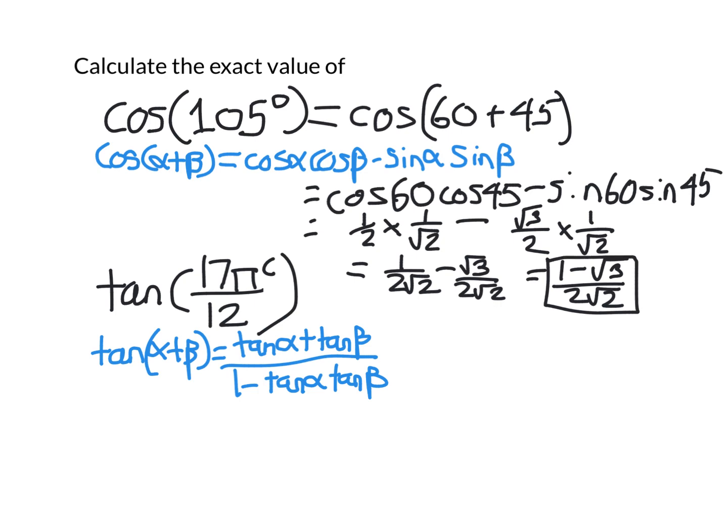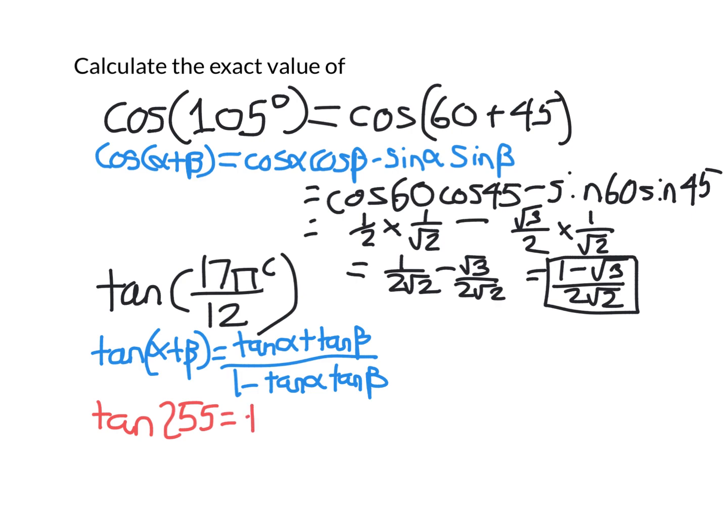So let's do something similar for tan of 17 pi on 12 radians. Now, a lot of people find degrees a lot easier to work with, so it might be better if we just write this in degrees. If you want to convert 17 pi on 12 radians to degrees, you times by 180 over pi. We actually then get 255. So tan of 17 pi on 12 is equal to tan of 255.